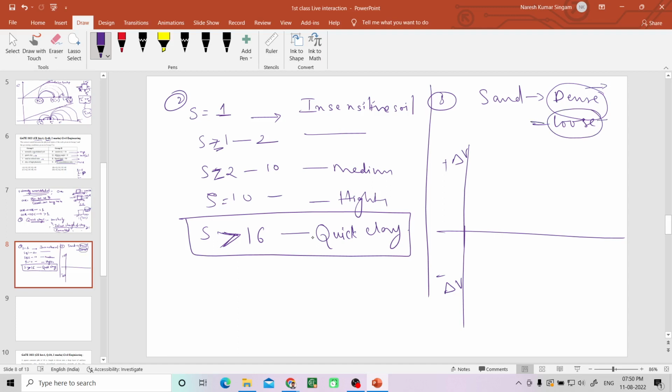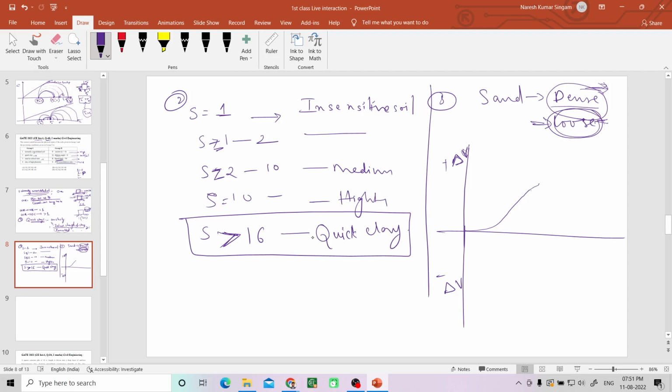So just by labor knowledge only we can understand, when there is a loose sand, when you apply the load, when it is subjected to shear, what will happen? The volume will decrease, because it has a lot of voids. Whereas dense soil is already packed, when you are shearing the soil, the volume will increase. That is called dilation. So the dilation for the dense sands is positive, like the change in volume is positive.